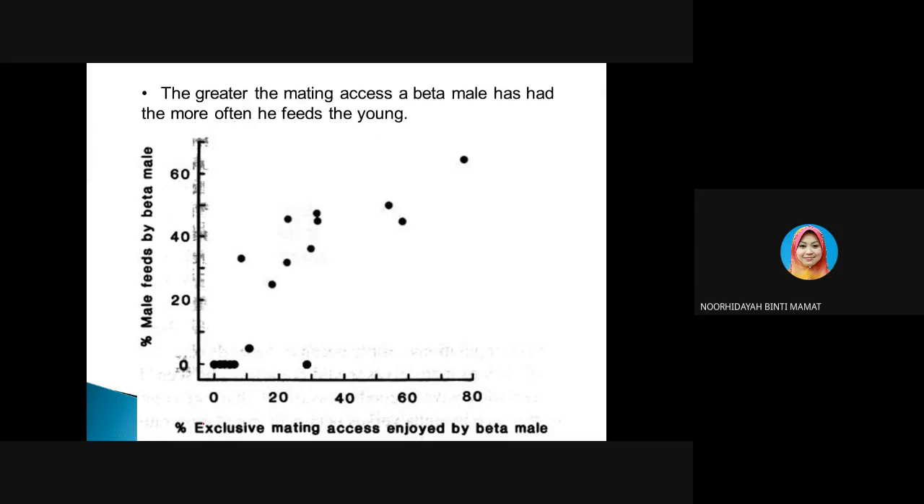So this is the percentage of exclusive mating access enjoyed by the beta males, and this is the percentage of male feeds by the beta males. The higher the mating success they enjoyed with the female, the more feeding they will do. The beta male will feed frequently. They will have a higher frequency of feeding their young.